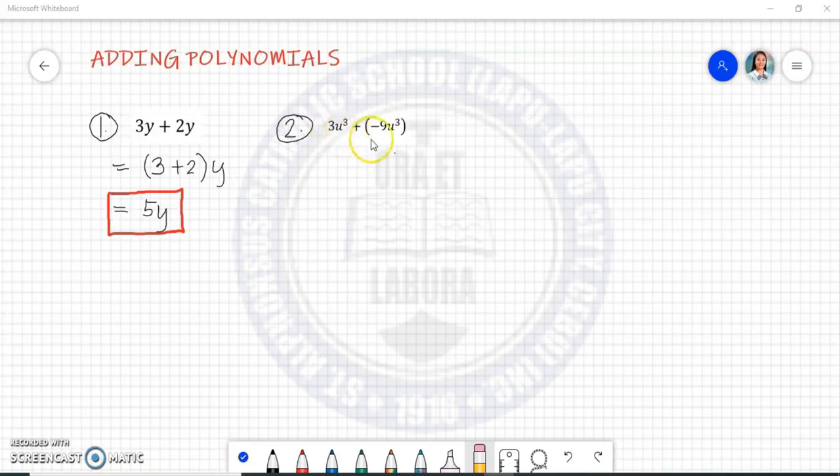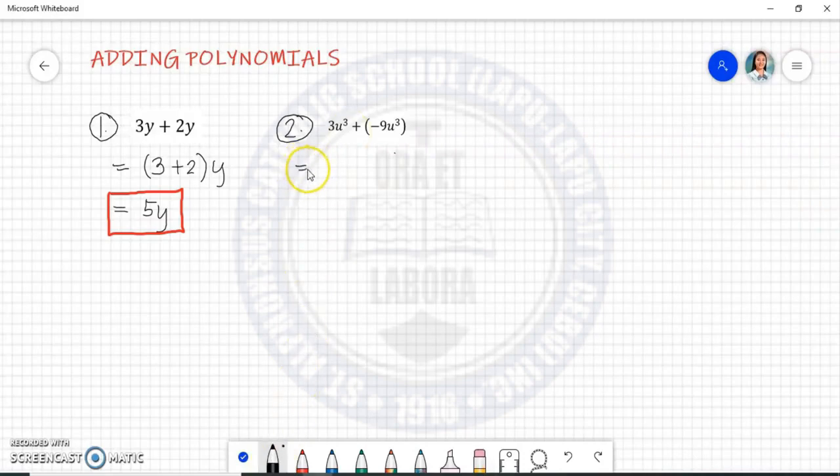3u cubed plus negative 9u cubed. Okay, we're going to check if the two terms are like terms. Yes, they are, because they have the same variable u cubed. Okay, now let's start solving.